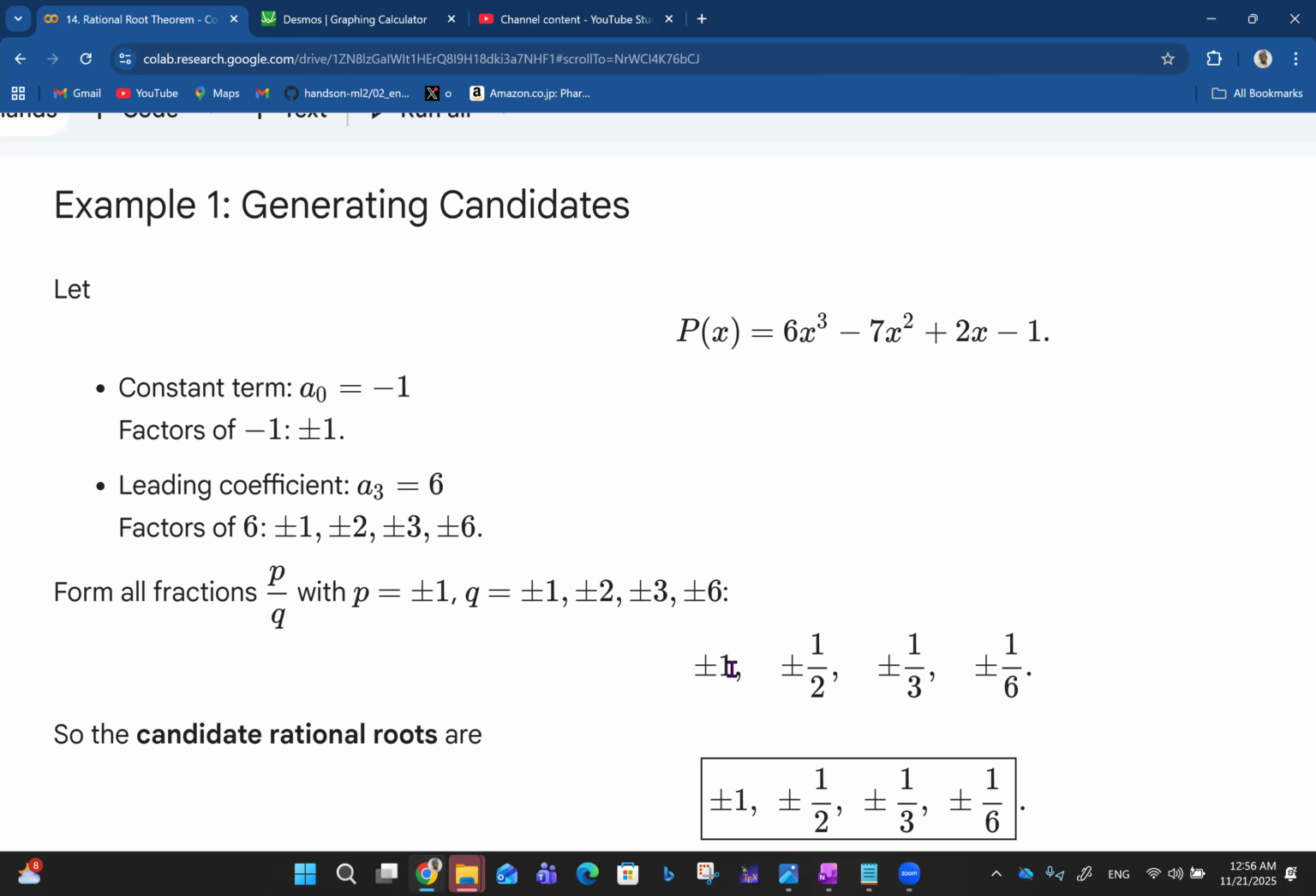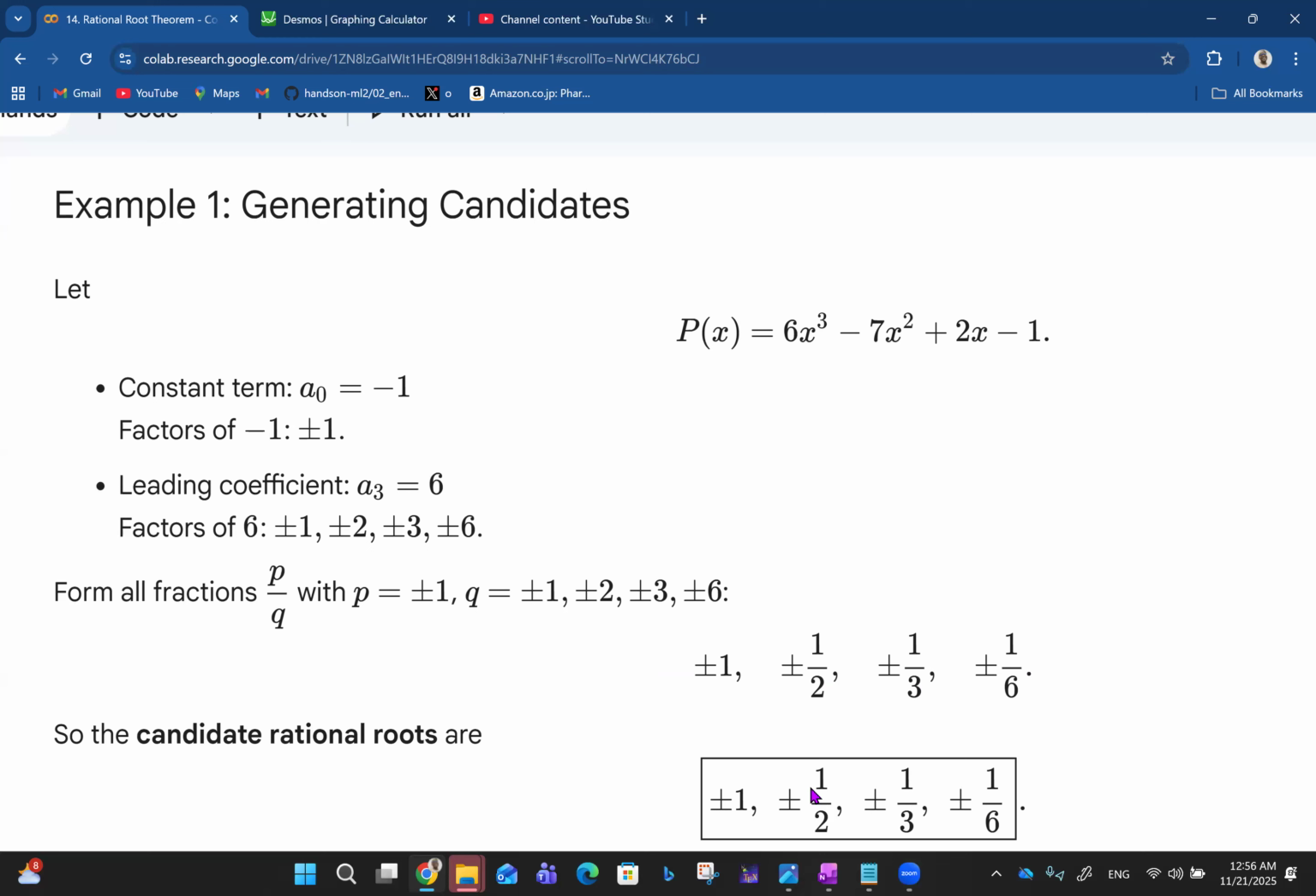So plus or minus 1 over plus or minus 1, you have plus or minus 1. Plus or minus 1 over plus or minus 2, that's plus or minus 1 over 2. Plus or minus 1 over plus or minus 3, that is plus or minus 1 over 3. Plus or minus 1 over plus or minus 6, that's plus or minus 1 over 6. So the candidate rational roots of this polynomial are these.